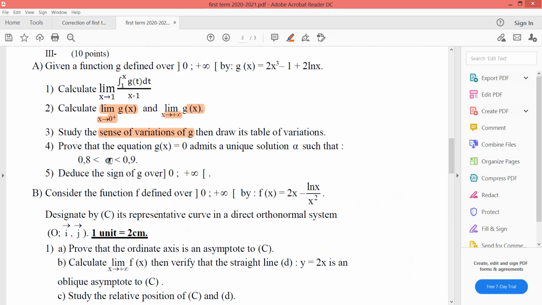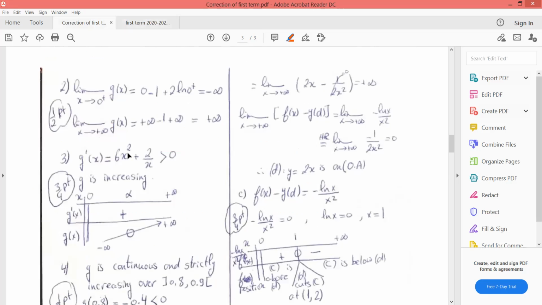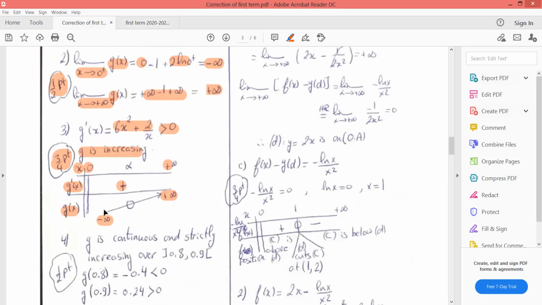Prove that the equation g(x) equals 0 admits a unique solution alpha. Okay, we can show it in 2 ways. First way, I can say here, g is continuous and strictly increasing from minus infinity till plus infinity.